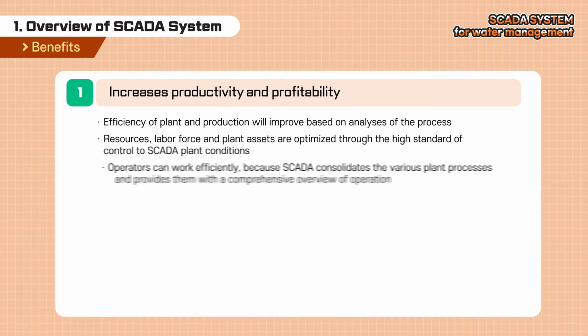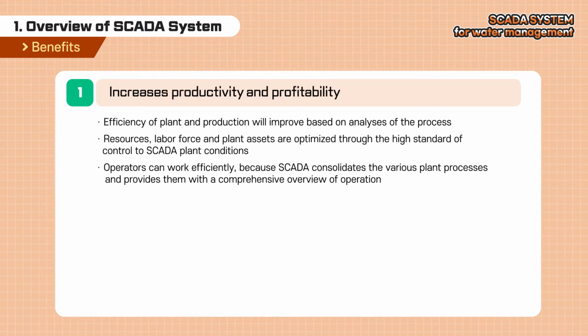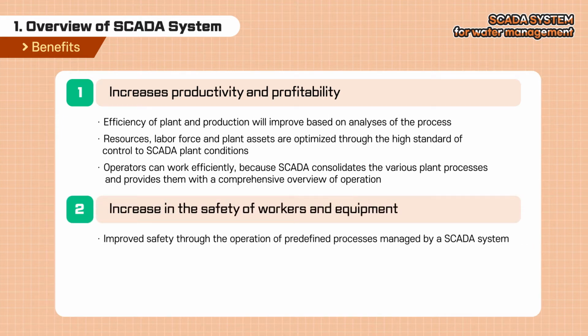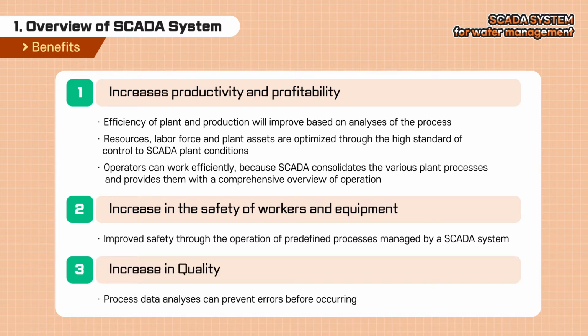The SCADA system can improve the operational efficiency and productivity of the water treatment plant based on the process analysis-based operation and enables the high-quality operation of resources, labor force, and plant assets through control-based optimization using the SCADA system. In addition, it is possible to improve safety through the operation process predefined in the SCADA system, and the process data analysis can prevent errors from occurring in the first place.